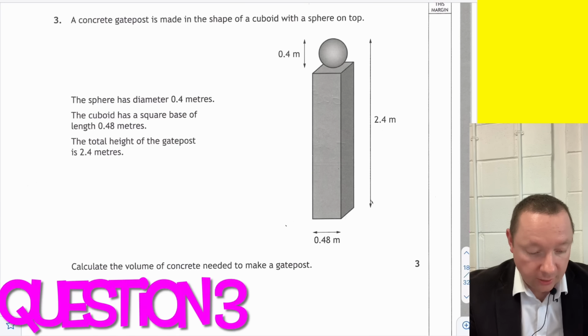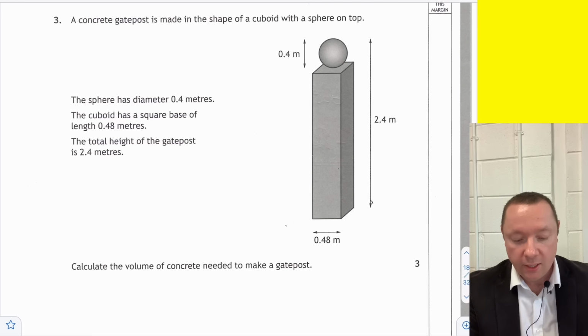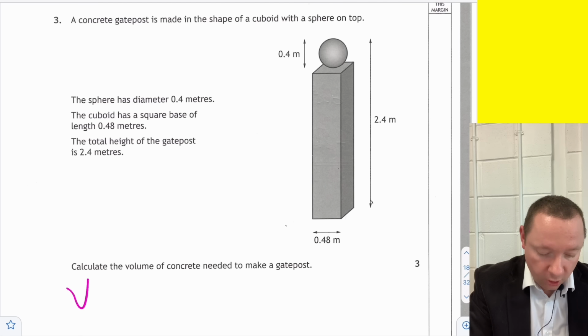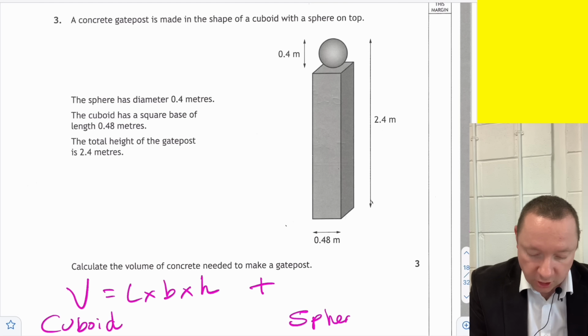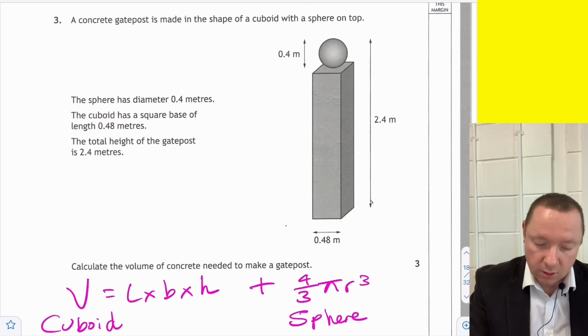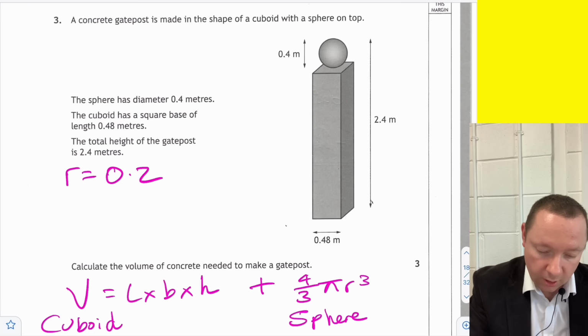A concrete gate post is made in the shape of a cuboid with a sphere on top. The sphere has a diameter of 0.4. The cuboid has a square base, important, of length 0.48, with a total height of 2.4. Calculate the volume needed. So we've got the volume of a cuboid, which you just need to know is length times breadth times height. And we add on the volume of a sphere, which if you check the start of the exam paper is 4/3 pi r cubed. So I'm going to need the radius. Well, the diameter is 0.4, so the radius is half that, which is 0.2.